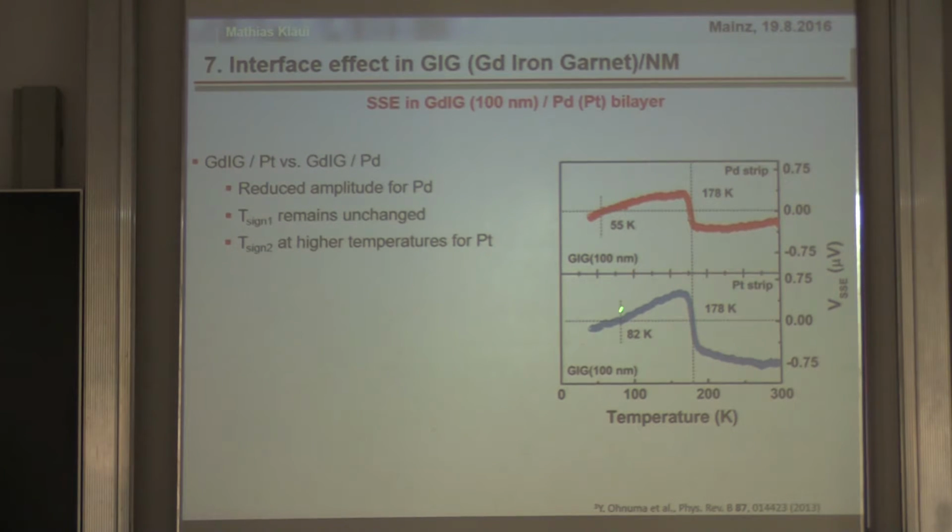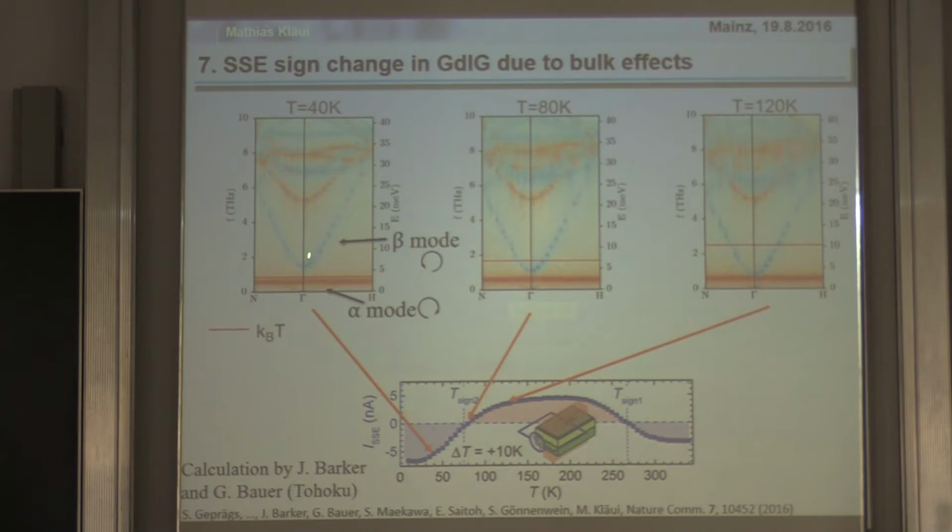However, the low temperature sign change is different at 55 and 82 Kelvin for palladium and platinum. And remember, the sign change tells you when the red or the blue magnons dominate. So here again, you have these red and blue magnons, the alpha and the beta mode. And you remember at low temperature, it's the alpha mode that wins, and at high temperature, it's the beta mode that wins. And if now this sign change changes, it means that depending on the interface, one, the alpha or the beta mode, transmits across the interface better.